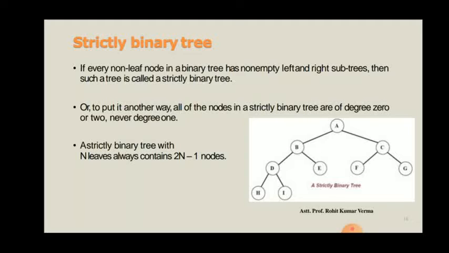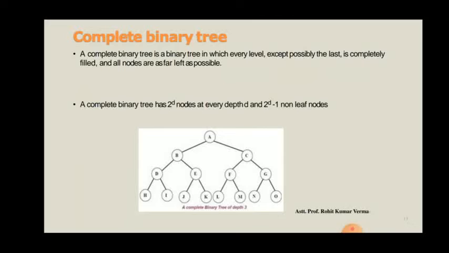So what you have to remember: a tree in which all the nodes are of degree 0 or 2, never degree 1, is known as a strict binary tree. Then we are covering the complete binary tree. So what is a complete binary tree?